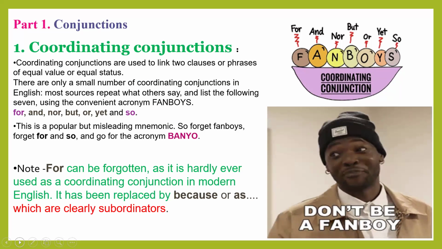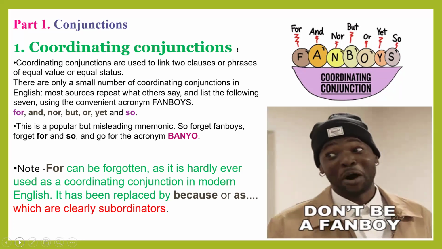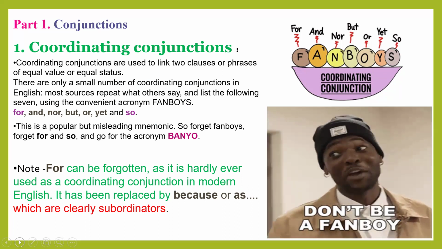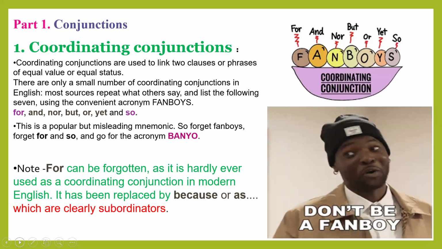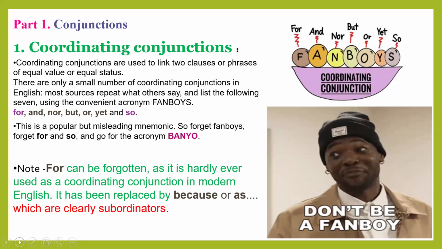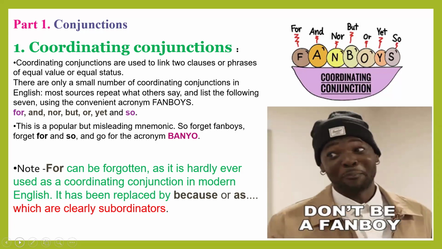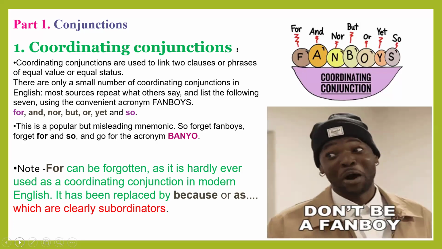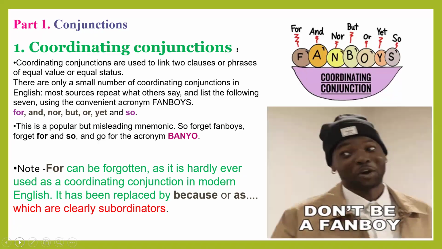Now, it is a popular but misleading mnemonic. Many people say we can forget FANBOYS, forget for and so. Many people are not using for, and so is used in a dual purpose: we use it as a coordinating conjunction and also as a subordinating conjunction. So this is the reason the simple acronym BANOY is given. They have removed for and so. For can be forgotten as it is hardly ever used as a coordinating conjunction in modern English. It has been replaced by because or as, which are subordinators.